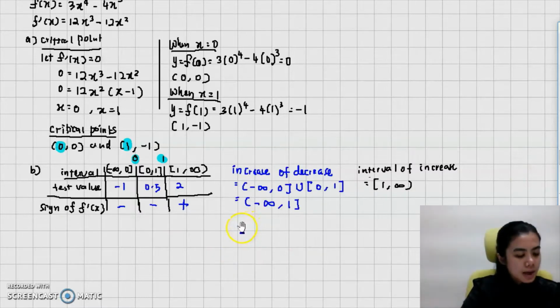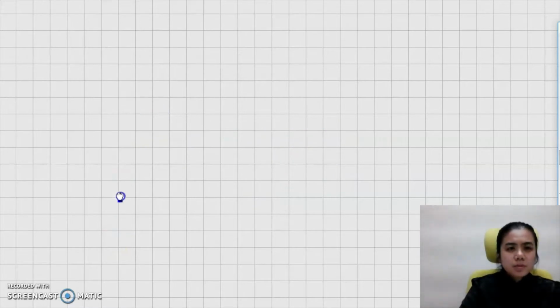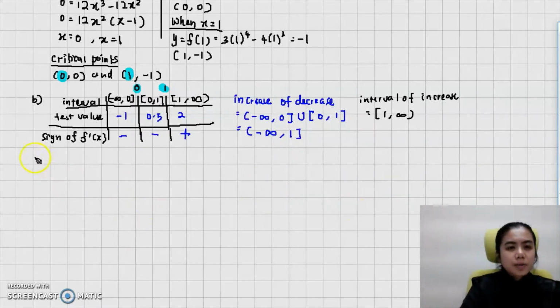So let's also get part C. Part C is asking for the relative extremum, which means that you have to identify whether these critical points are maximum or minimum, right? So for part C, we are going to find out whether these points are maximum or minimum.